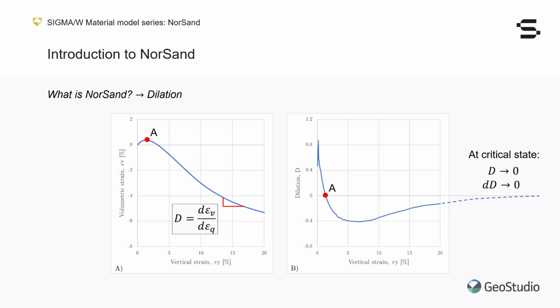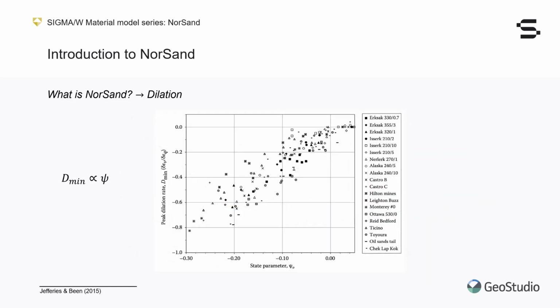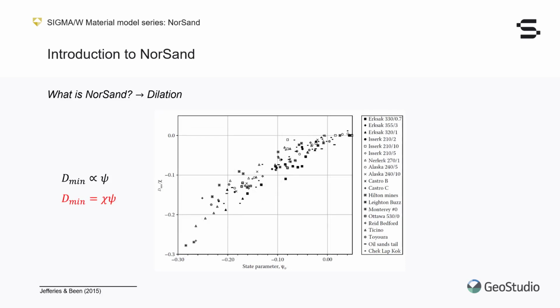The maximum negative dilation reached during a test is called D-min and is of particular importance in NorSand. As we see in this figure, which includes data for 20 sands, maximum dilation is closely related to the state parameter. Denser soils will show larger maximum dilation. Maximum dilation is in fact directly proportional to the state parameter for any given sand. It is possible to reduce the scatter of this dataset by normalizing the state parameter using a constant, which would be calibrated for each sand. This constant is called Xi, the state dilatancy parameter, one of NorSand's input parameters.